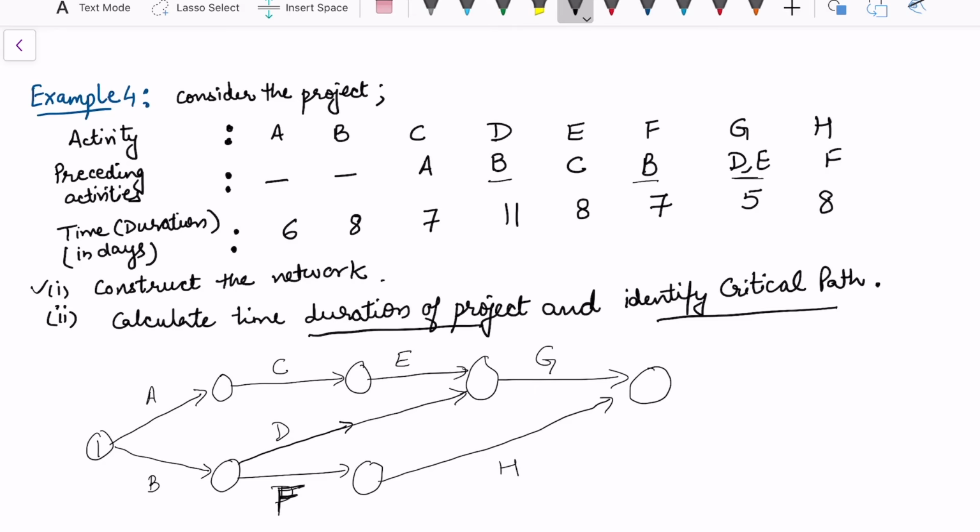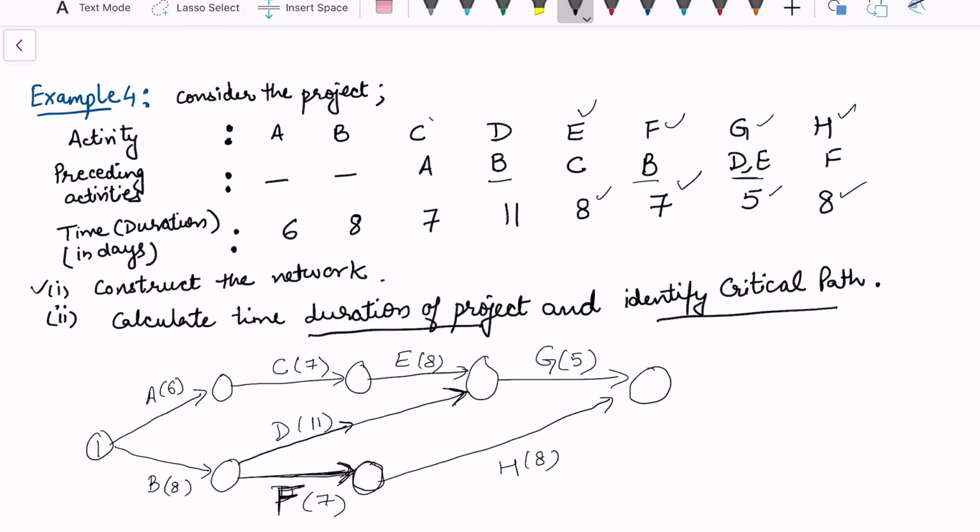Okay, now I am going to write the time duration taken by each activity. B takes 8 days, C takes 7 days, D takes 11, E takes 8. So just read from here and here. F is taking 7 days, so that is 7. G takes 5 days, so this is 5. H takes 8 days. Okay, and this is how I have written. C takes 7 days, B takes 8 days, A 6.